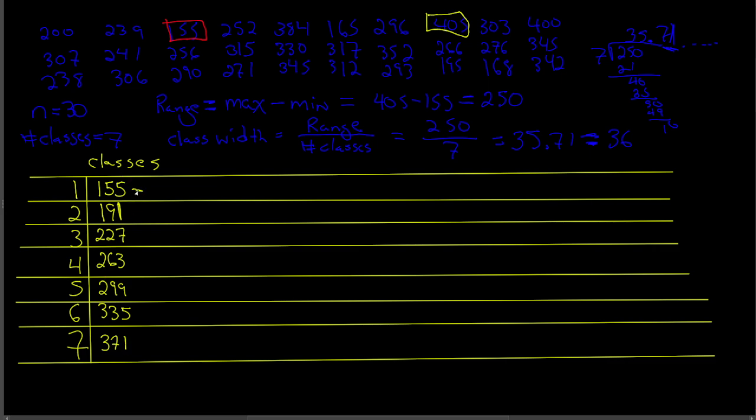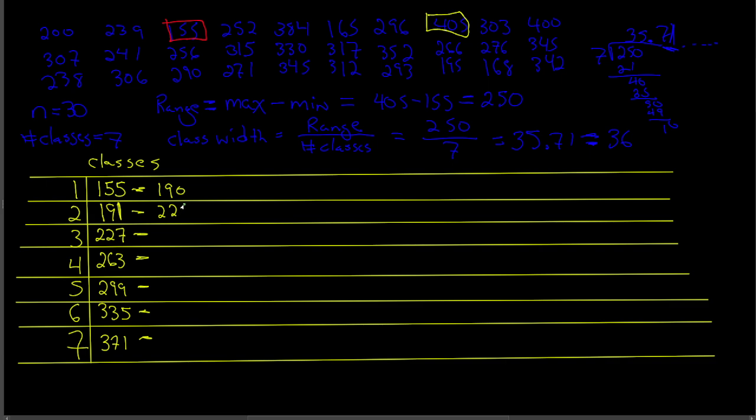Now classes cannot overlap. So, and they have to be equally spaced. So I can't have a 191 here, but I know I can have a 190. So I drop this number by 1. Now, I can add 36 to each one, but the same thing's going to happen. I can drop each number by 1 here.